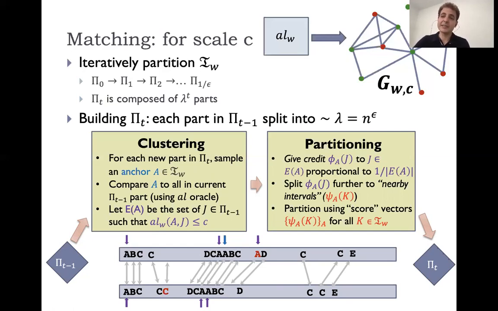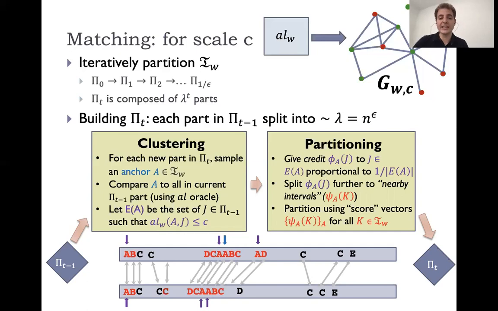The second step is partitioning by coloring. What does it mean? We're going to take this phi of A that we gave to each one of the intervals J in the partition, in the cluster, and we're going to further split it to other nearby intervals, proximity intervals. We're going to generate a score that is called the psi score. This will be for many more intervals. The idea is to color all the intervals, and this is how it works.